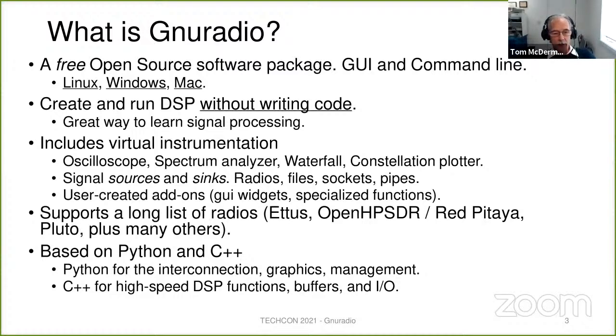One of the really neat things about GNU Radio is it includes a lot of virtual instrumentation. It has built into it an oscilloscope, spectrum analyzer, waterfall plots, a constellation plotter. You can have sources and sinks, and those sources and sinks can be actual radios that source samples into your GNU Radio flow graph. They can come from a file, from TCP/IP sockets, from pipes on a Linux system. So you can get input from a lot of different places, you can process it, and you can send it out to a lot of different places.